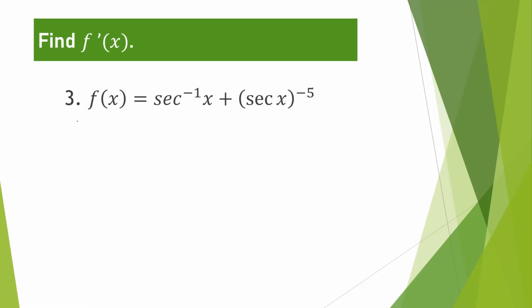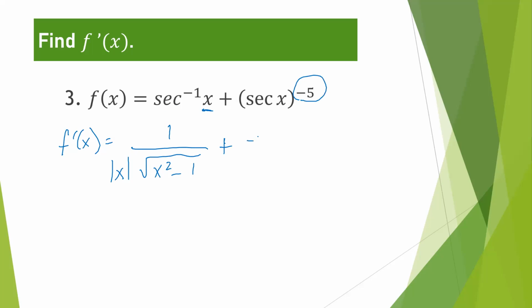Okay, fast forwarding our timer. Let's have f prime of x here. Formula po, no? Ano pa yung formula ng arcsecant? Ay, x lang naman to. So, 1. Tapos, yan yung may absolute value of x. Tapos, square root of x squared minus 1. Plus, dito naman, gamit tayo ng chain rule. So, we have negative 5 secant of x. Negative 5 minus 1 will be negative 6. Thus, derivative ng secant x, di ba? That will be secant tangent. No? So, secant x, tangent x.